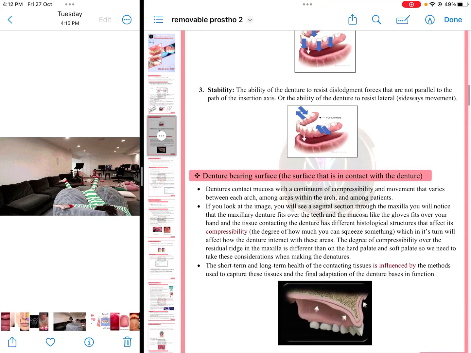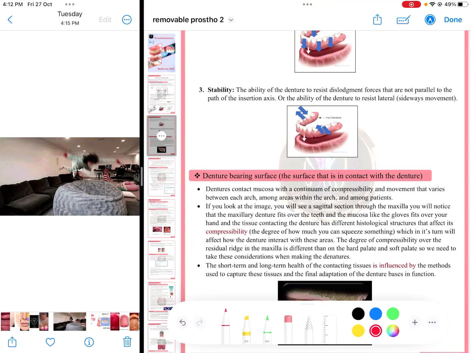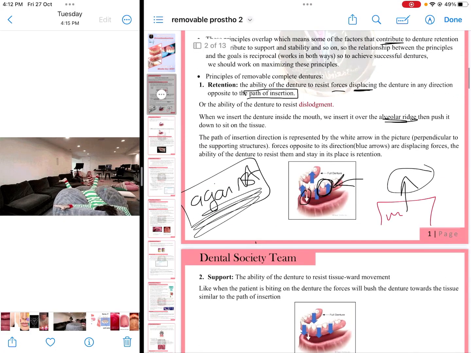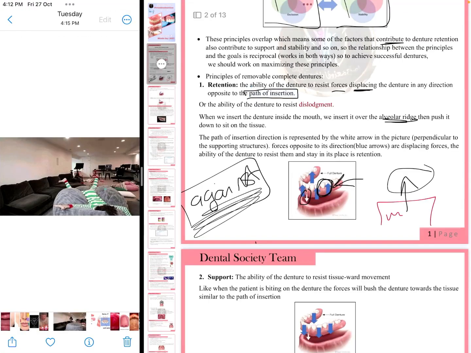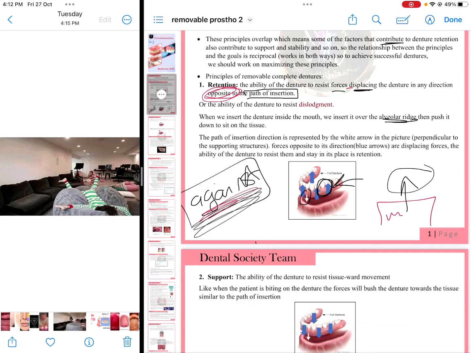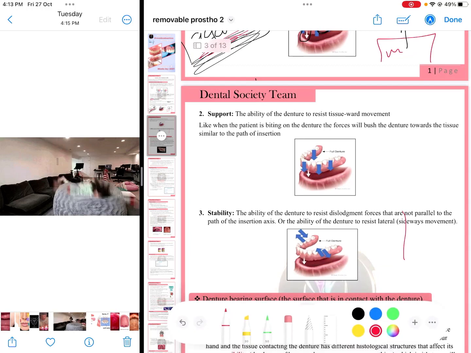Now the last word is stability. Stability is the ability of the denture to resist the dislodgement force. Now all three terms are the ability of the denture to resist, but the direction of the force is different. Here it's the ability of the denture to resist forces that are displacing in the direction opposite, as we said, against the path of insertion. The second word is the ability of the denture to resist forces that are tissue-ward, which we said are along, similar to, the path of insertion.